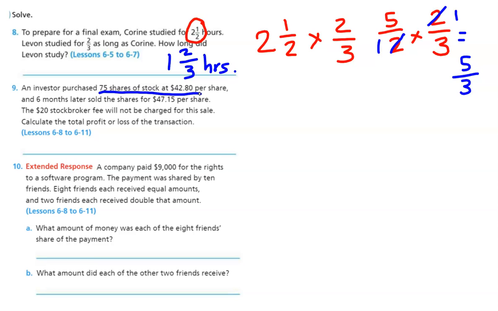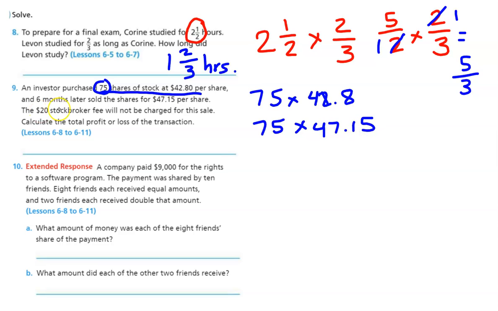It says an investor purchased 75 shares of stock at $42.80 per share. So that's going to be 75 times 42.8. Okay. And then it says 6 months later, he sold the shares for $47.15 per share. So that would be 75 shares times 47.15. And then it says the $20 stockbroker fee will not be charged for this sale. Calculate the total profit or loss of this transaction.